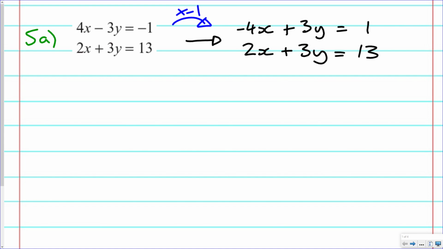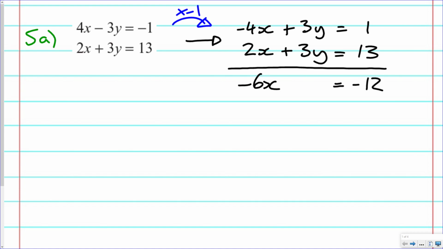This is what I'm saying: you could have added them at the start, but then you'd have to remember 2 different methods in the one method. It's just a lot easier to make them identical at the start. So now we're going to eliminate them through subtraction. If I do -4x minus 2x, it's going to be -6x. 3y minus 3y, that goes away, that was the whole point. And 1 minus 13 equals -12.